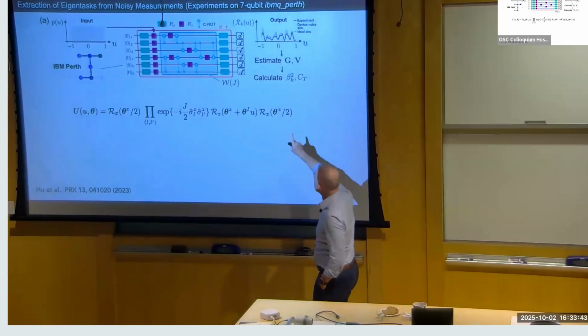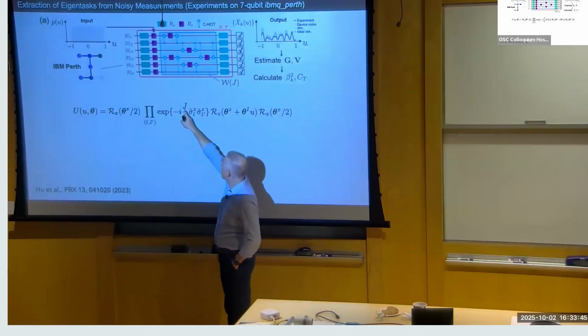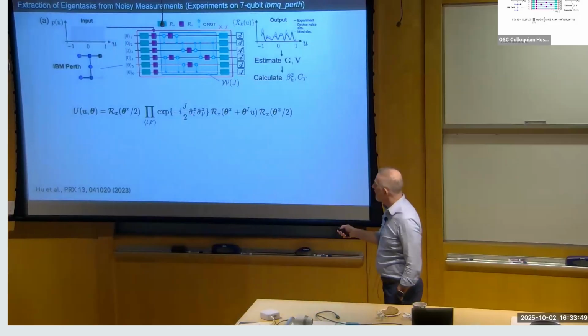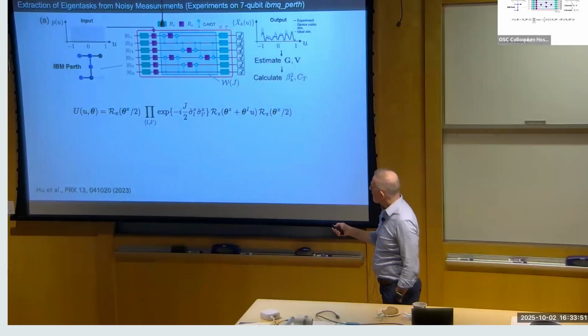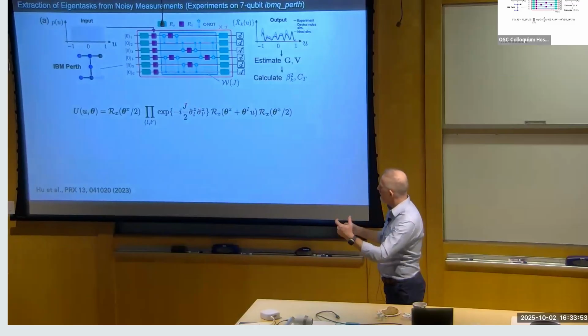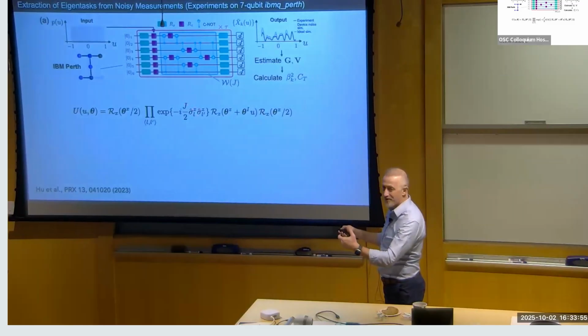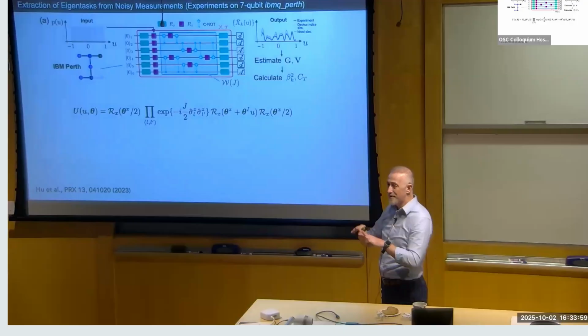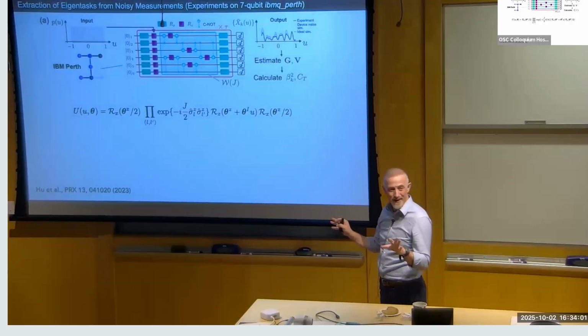What I want you to pay attention to is this J here, which we'll come back to. J is a parameter that gives you the strength of 2-qubit interactions in this encoding. If I put J equals 0, then it's all single-qubit gates.